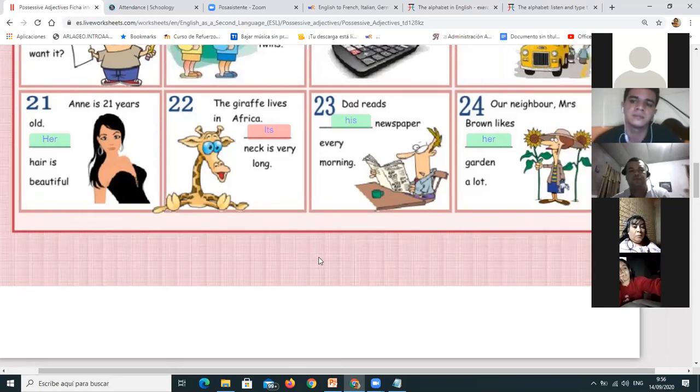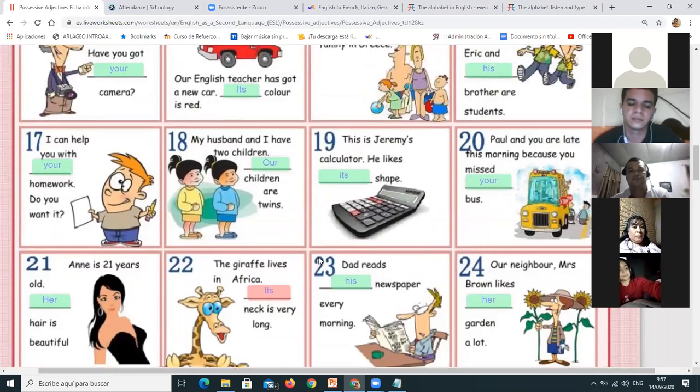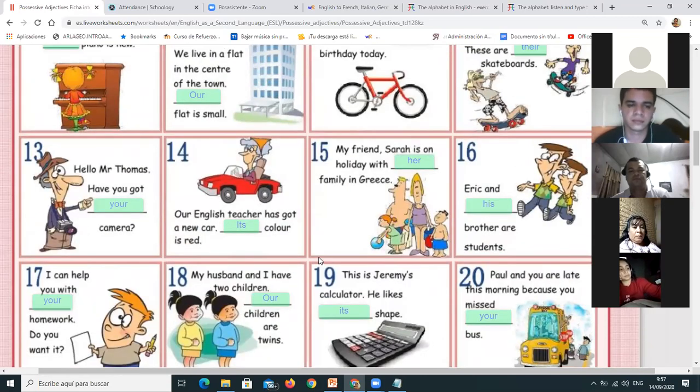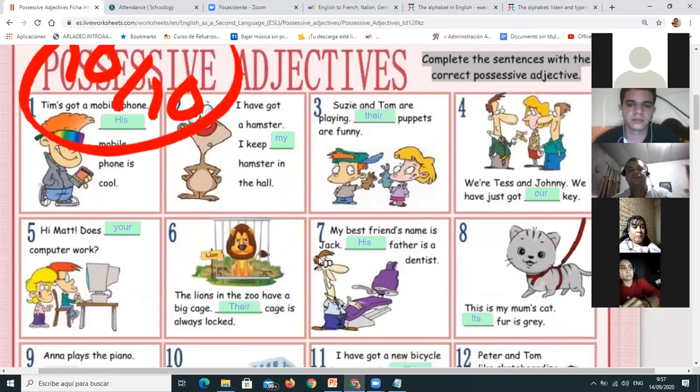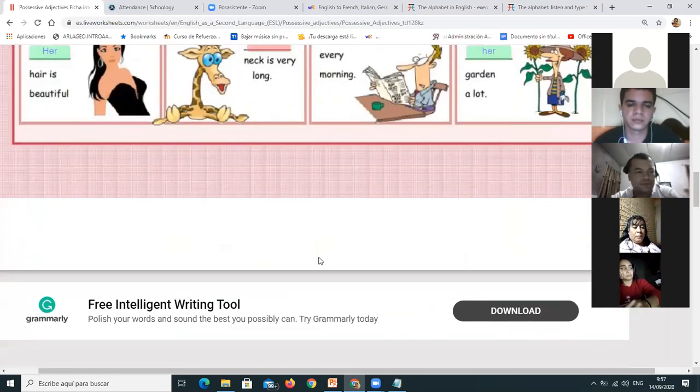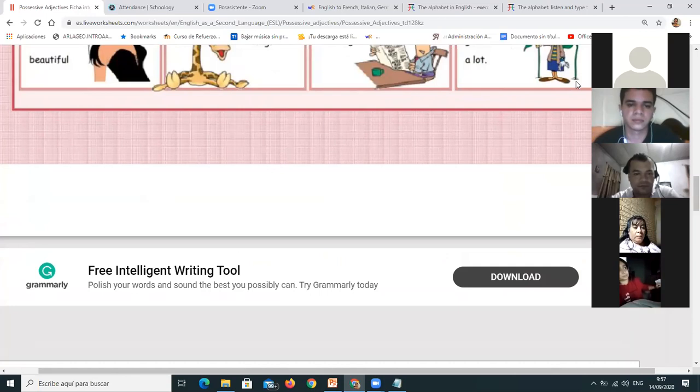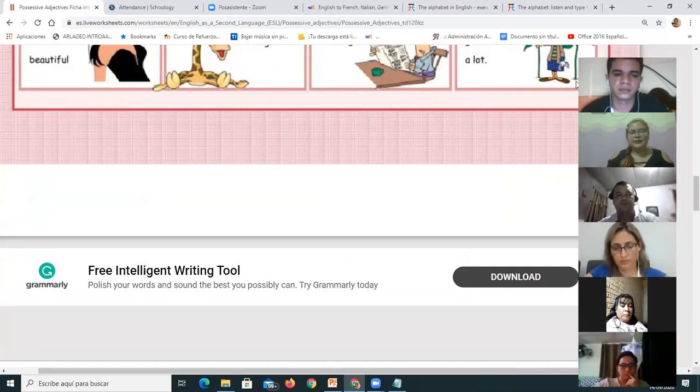And look at the others. Very good job. Look, all of them are correct. Todas están buenas. Just that one has that correction. Obviously, we are going to continue studying this topic. Vamos a seguir viendo lo de los possessive adjectives, definitely.